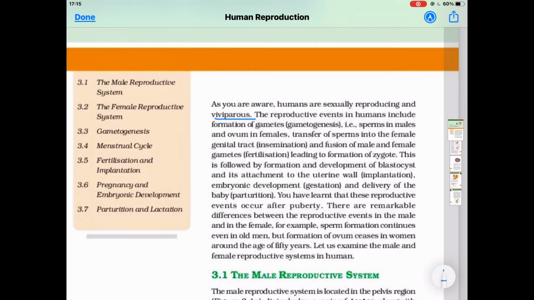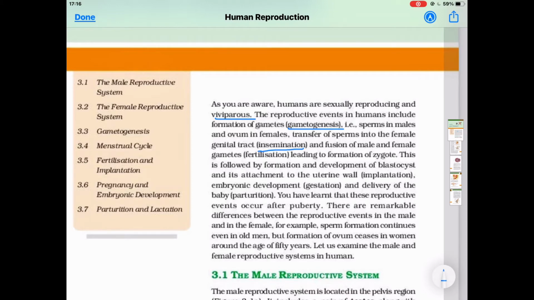The reproductive events in humans include formation of gametes. This process is known as gametogenesis. That is, the process of formation of gametes is known as gametogenesis, that is, sperms in males and ovum in females. Then transfer of sperms into the female genital tract. This process is known as insemination.